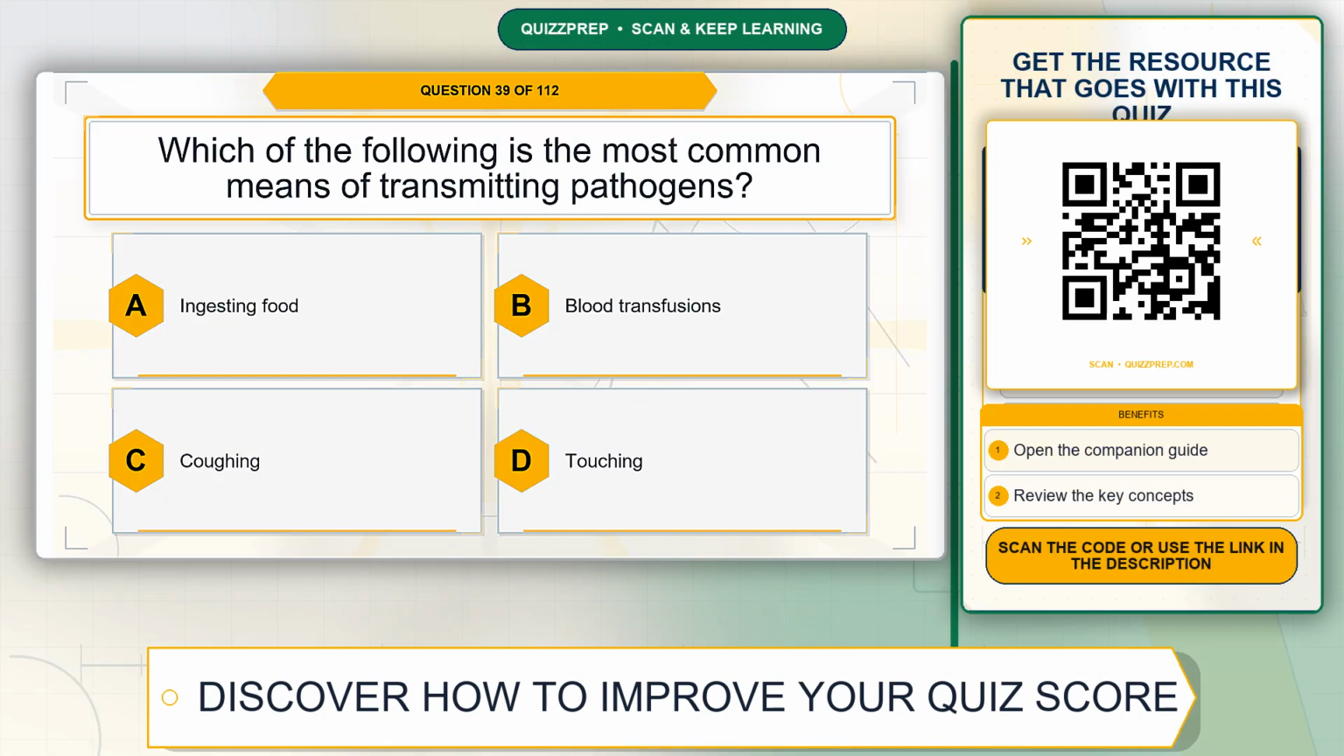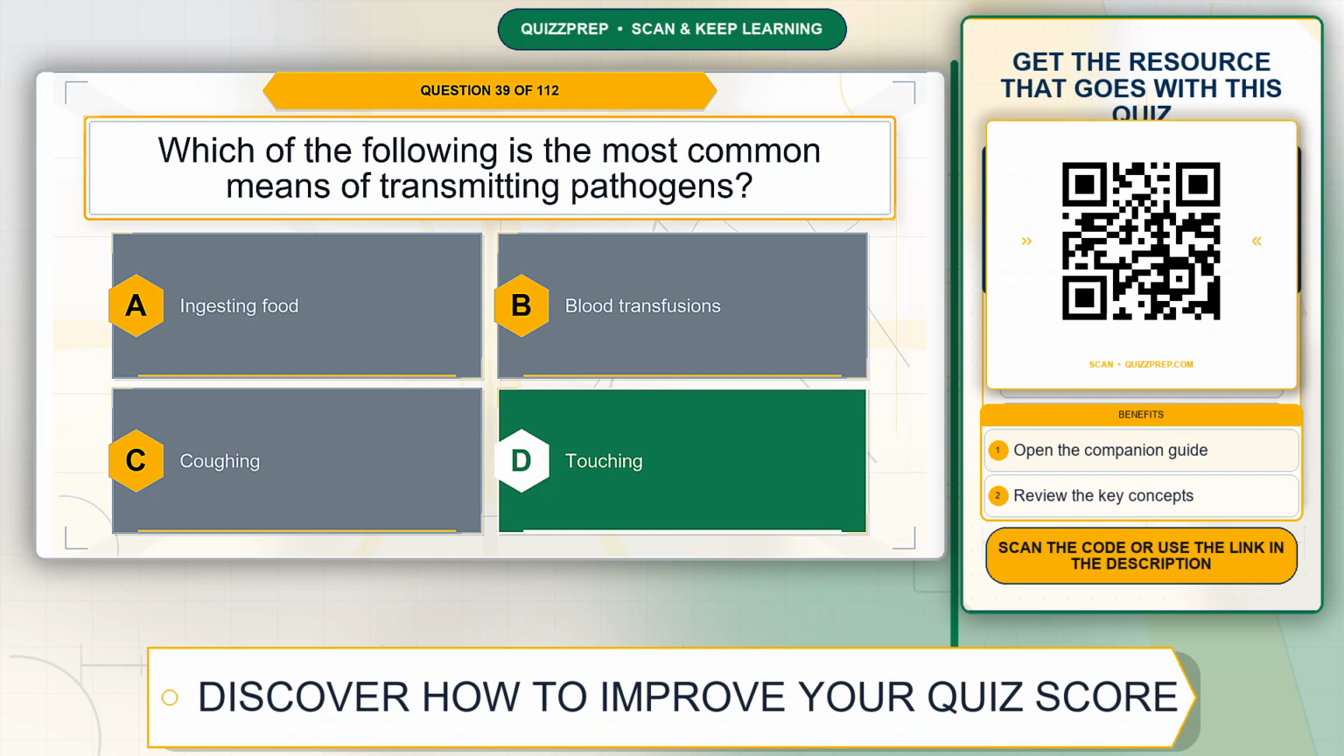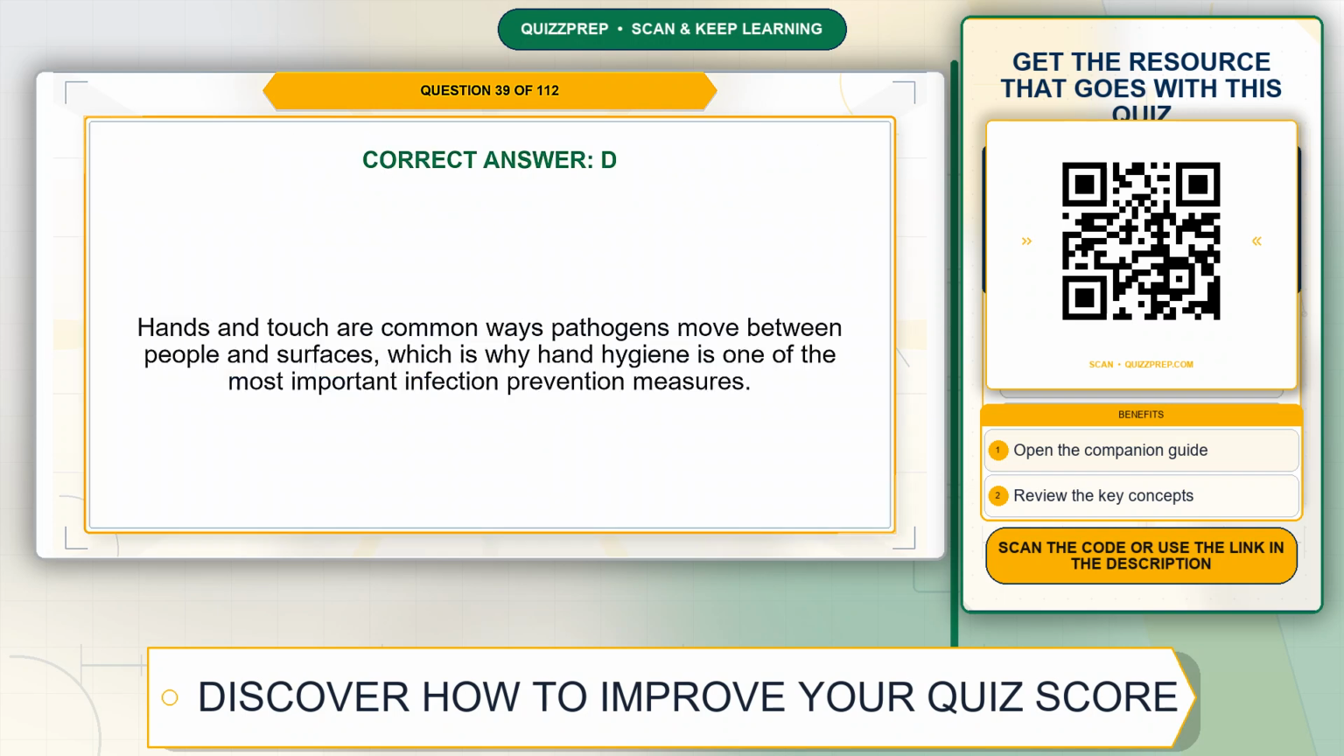Question 39. Which of the following is the most common means of transmitting pathogens? Option A, ingesting food. Option B, blood transfusions. Option C, coughing. Option D, touching. The correct answer is option D, touching. Explanation. Hands and touch are common ways pathogens move between people and surfaces, which is why hand hygiene is one of the most important infection prevention measures.